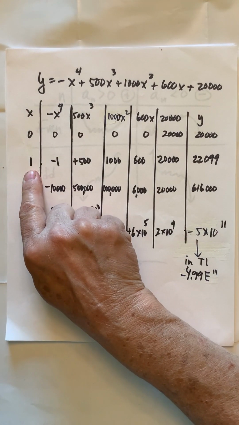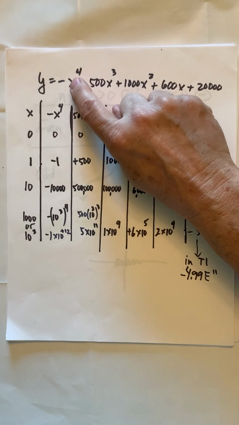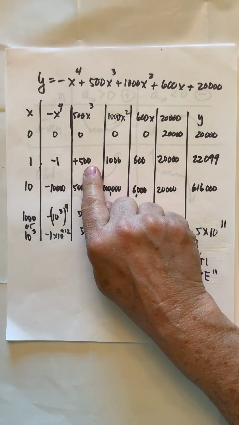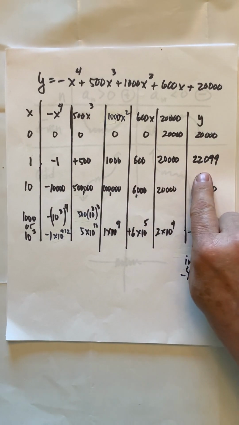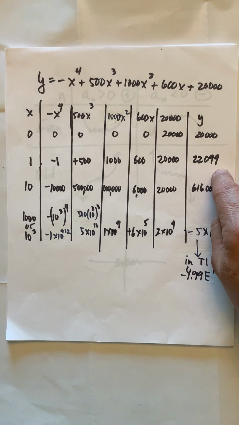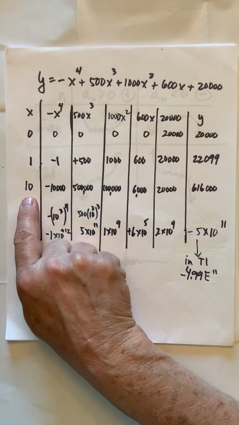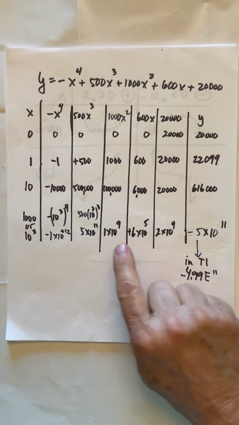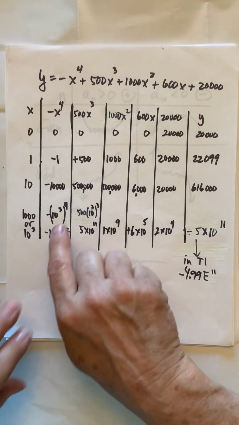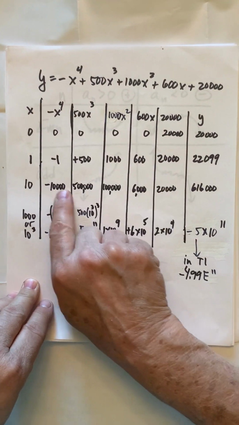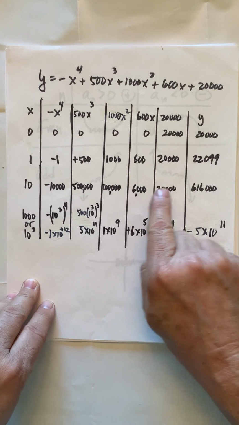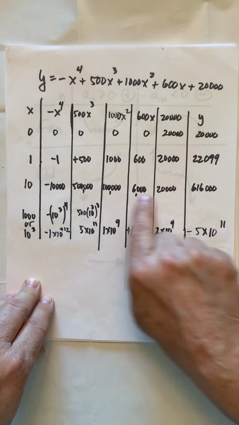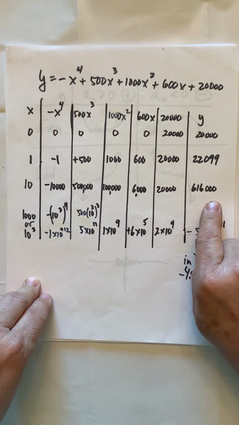What about when x is 1? Well, here I have negative 1 because I have 1 times 1 times 1 times 1 times this negative value, and then 500, 1,000, 600, 20,000. I get 22,099. Not a huge jump. Then I put in 10, and here's the contribution of each term. What I'm trying to show you is that for small values of x, the contribution of the leading term isn't that big compared to the other terms, right? So the contribution of each of these is sizable compared to this. So this is your final value.